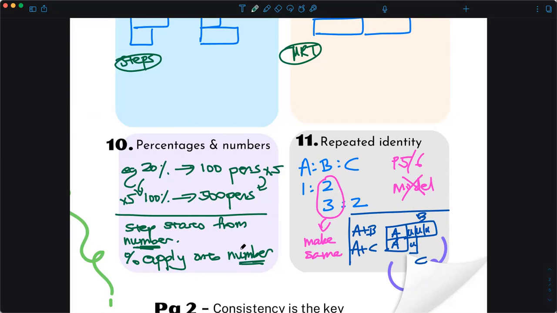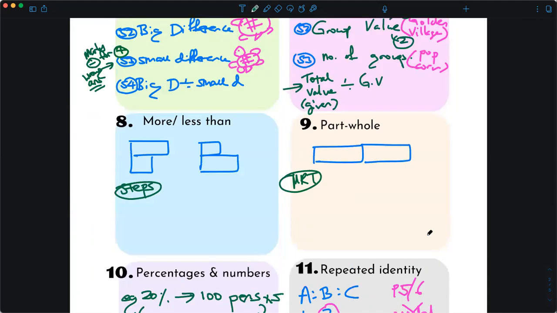For P5 and 6, generally I don't recommend model drawing because it's very slow, and they should be able to use ratio to solve. Then in another repeated identity type 2, A is repeated, and normally they will say B is 3 times as many as C, so you have to draw a model. The difference is 2U, and then you use the numbers again, the number to find your North Star.